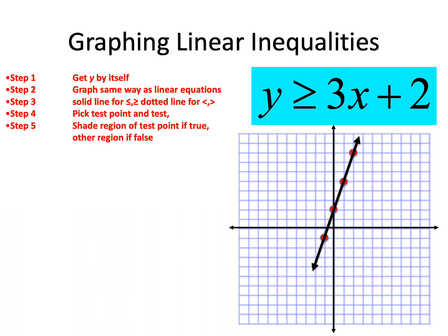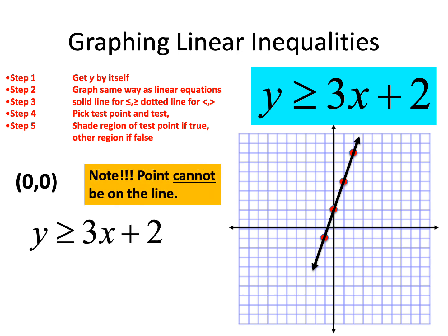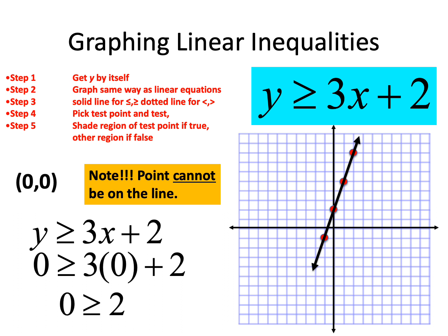This one, it doesn't. I mean, it's close, but it doesn't. So we choose 0, 0. That's the x and the y. We throw that into the inequality, there's where the test point lives. We throw 0, 0 into the inequality. So x is 0, y is 0. And we see if this statement is now true or false.